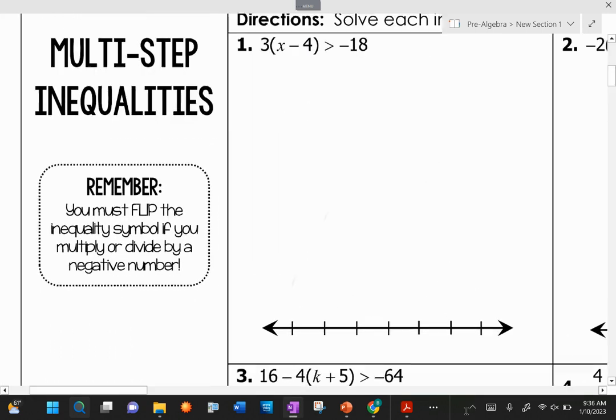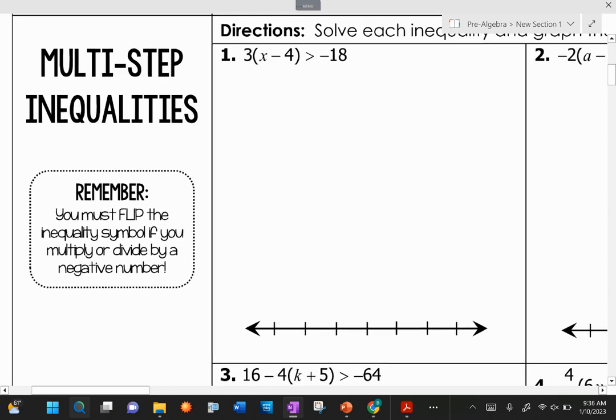Okay, the first problem, if you haven't already, get it written down. Number 1 is 3, and then in parentheses, x minus 4 is greater than negative 18. Then leave yourself a good 5 or 6 lines, and underneath it, you can draw your number line, because you'll want to get your solution and then graph.